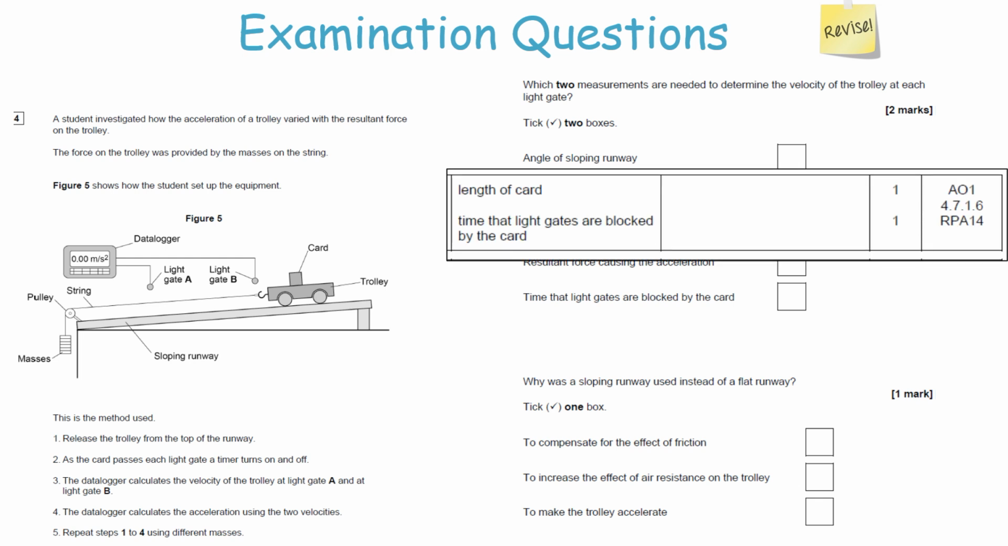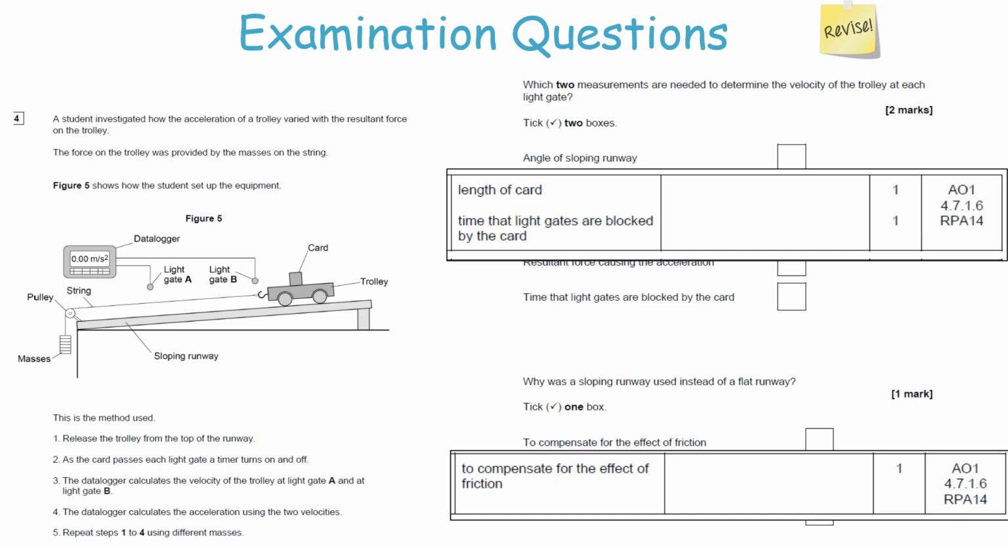Now the next thing is, why use a sloping runway instead of a flat runway? You've got to think about why that will be the case. Now if you think about it, a sloping runway isn't going to affect the air resistance on the trolley, because there'll still be the same air hitting the trolley even if it's a slope or if it's flat, and the sloping runway is not causing the trolley to accelerate, because the masses on the string are the thing that's causing the object to accelerate. So the only answer can be to compensate for the effect of friction.